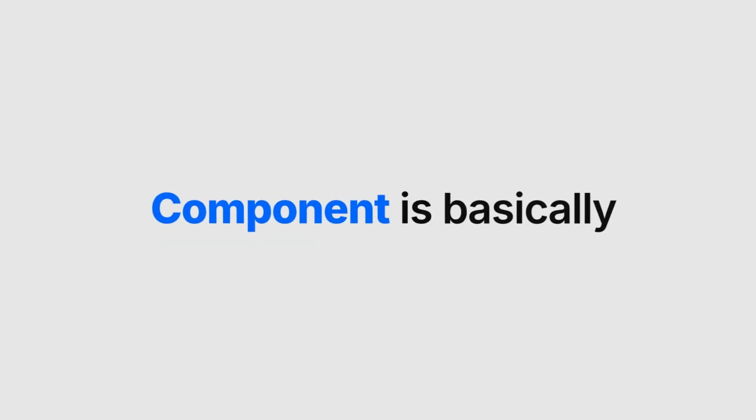A component is basically the original version of something. The master copy. Think of it like a stamp. You design it once and then you stamp it as many times as you want across your entire project. Every stamp is called an instance. And here's the part that made me go wild. If you ever go back and change the original, every single instance updates with it automatically. That's it. That's the whole idea.